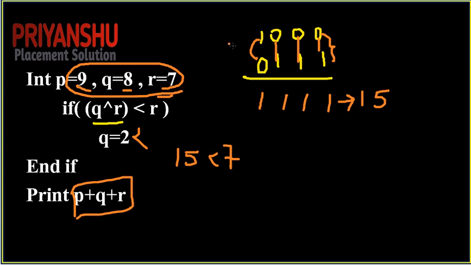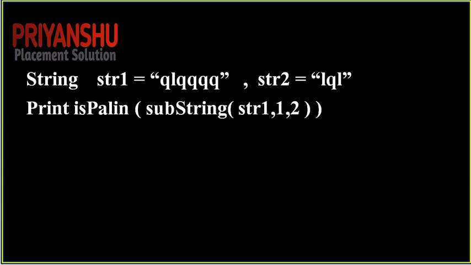Okay, so let's move on to the next question. Now friends, in this question, this is a very simple question and it takes only 10 seconds to solve, right? How can you solve it, friends? This is a print is palindrome. Okay, print is palindrome, right? So is palindrome basically checks if the string is palindrome then returns 1, else returns 0, and substring finds the substring of the string.